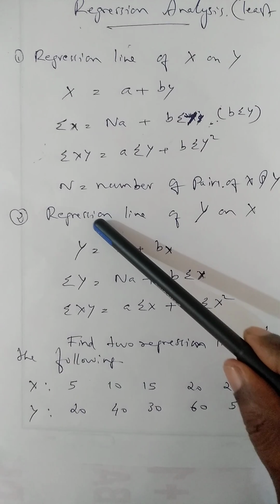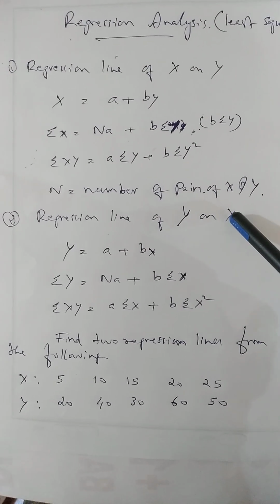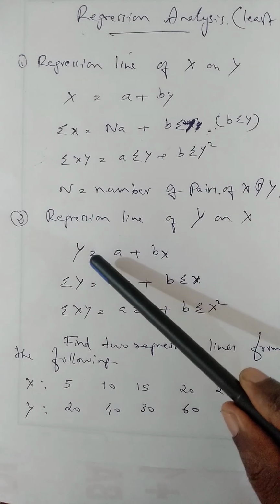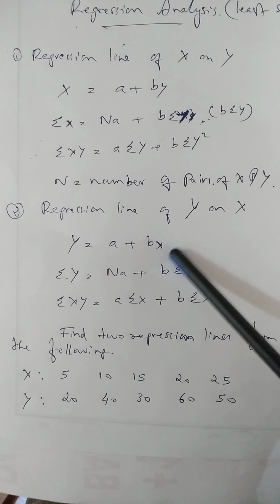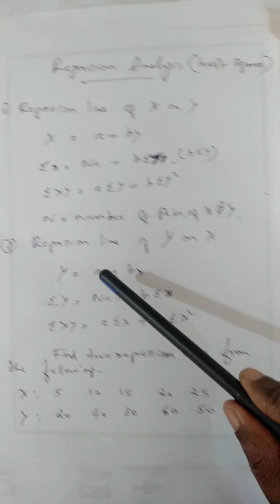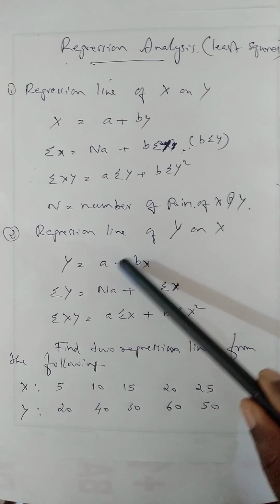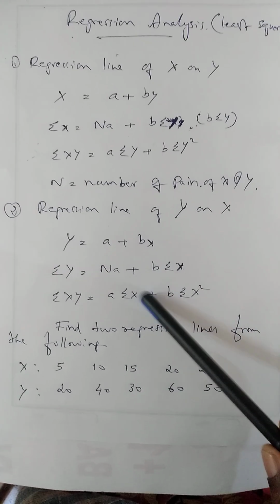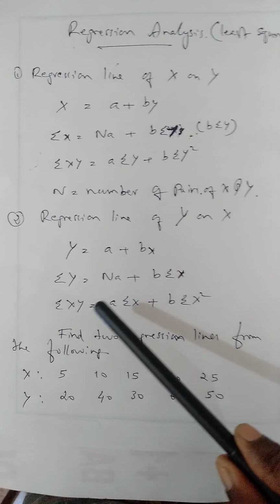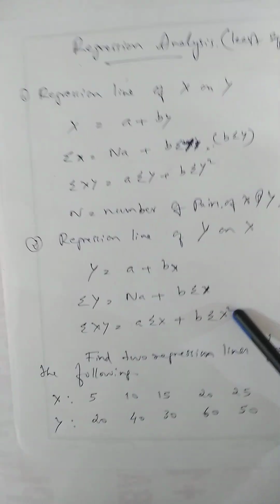Another is the regression line of y on x. If you know the value of x, then you can find the value of y by using this formula: y is equal to a plus b x. By using the value of x, you can find the value of y. But to get these a and b values, you have to use two more formulas. Sigma y is equal to na plus b sigma x, and sigma xy is equal to a sigma x plus b sigma x square.